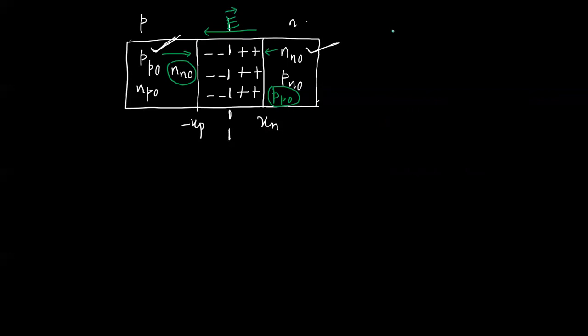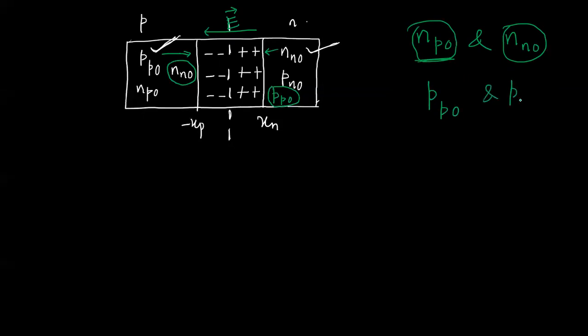what? Between the minority electron concentration in p region, np0, and the majority carrier concentration in the n region, nn0. So we are going to establish a relationship between np0 and nn0. In a similar way you can write the relation between Pp0, the majority carrier hole concentration, and Pn0.